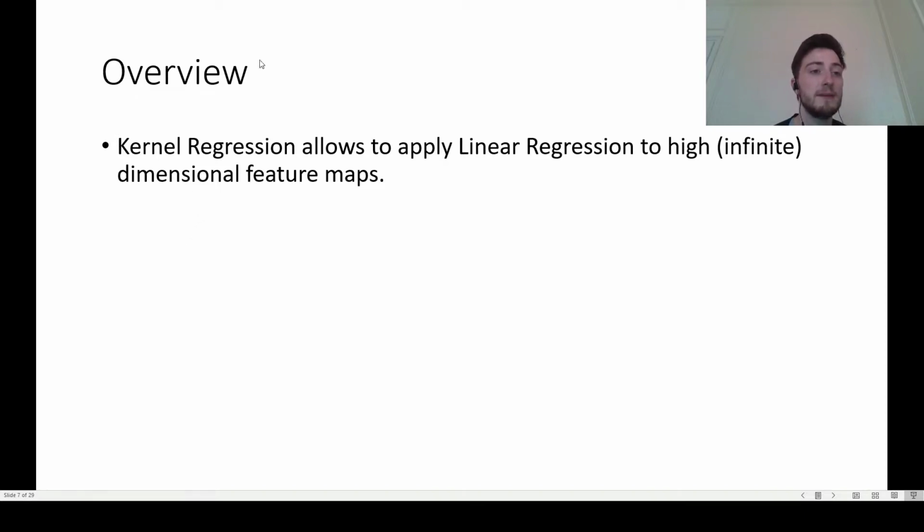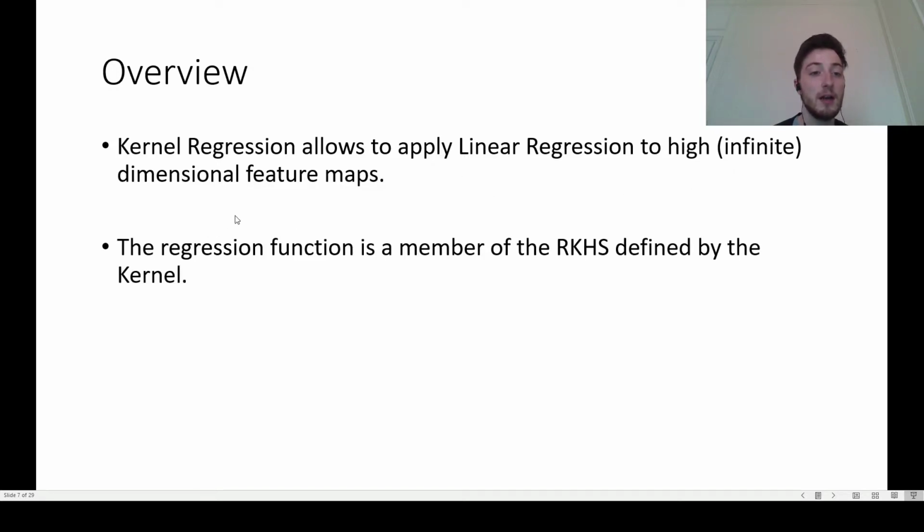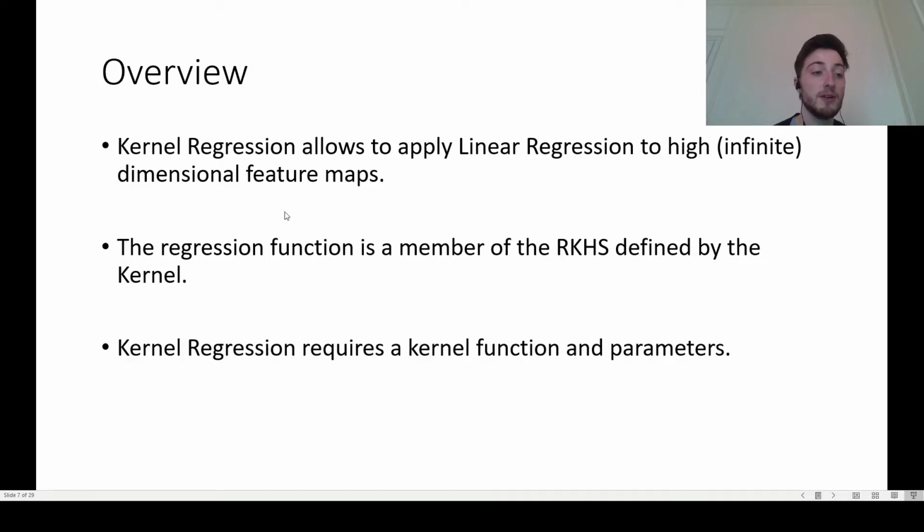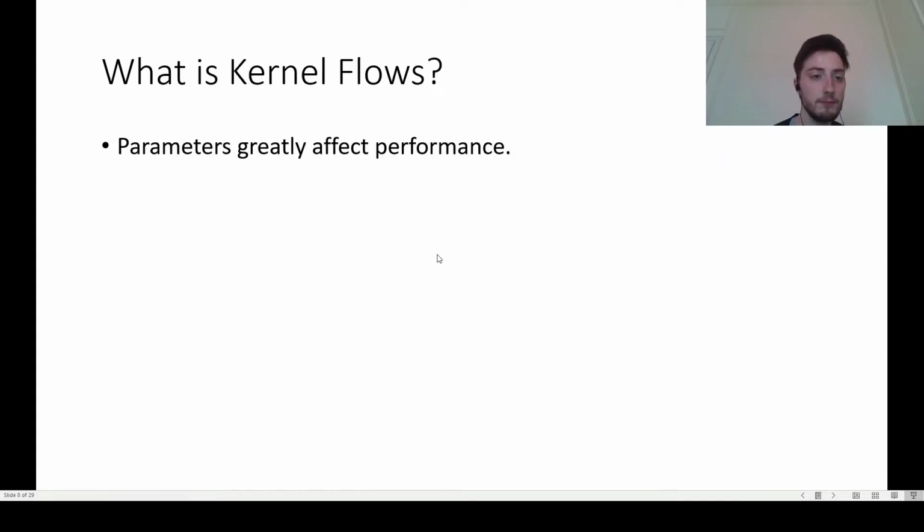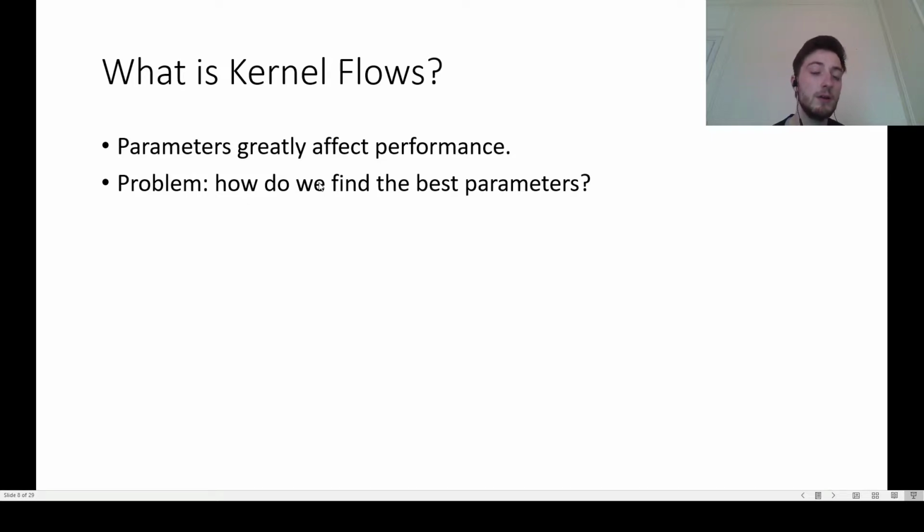So as a quick recap, kernel regression allows us to apply linear regression to high, even infinite dimensional feature maps. The regression function is a member of the Hilbert space defined by the kernel, and the kernel regression requires a kernel function and associated parameters. So the central problem in kernel regression is that parameters greatly affect performance. Moreover, there is no obvious answer to what is the best parameter.